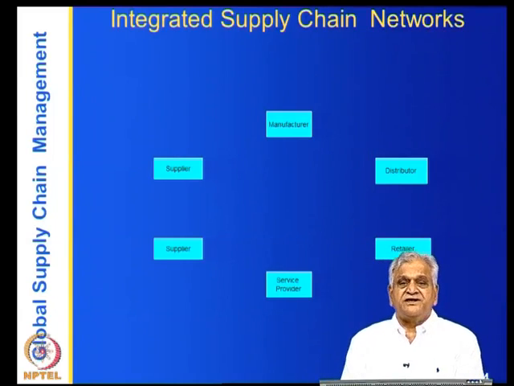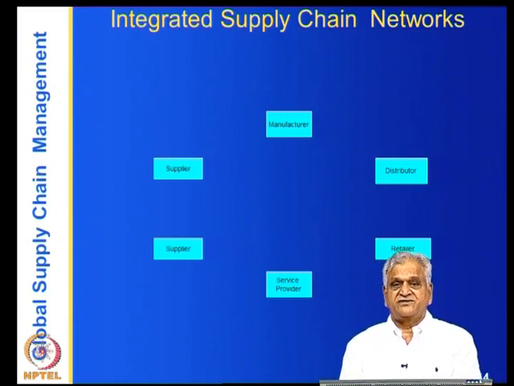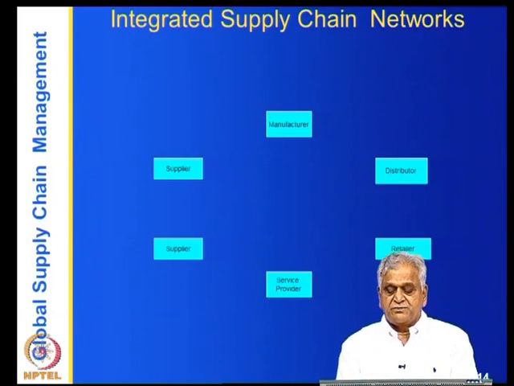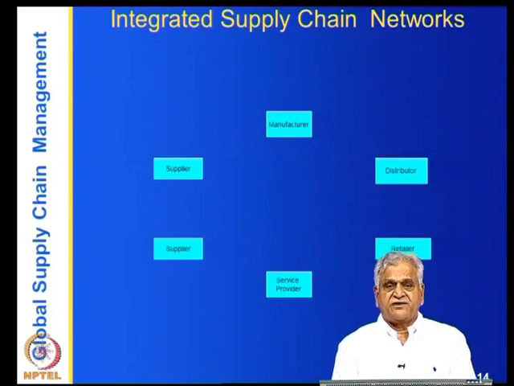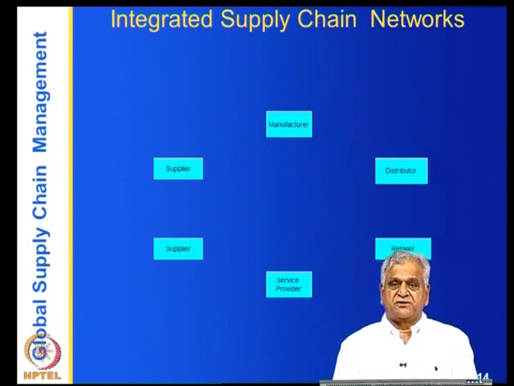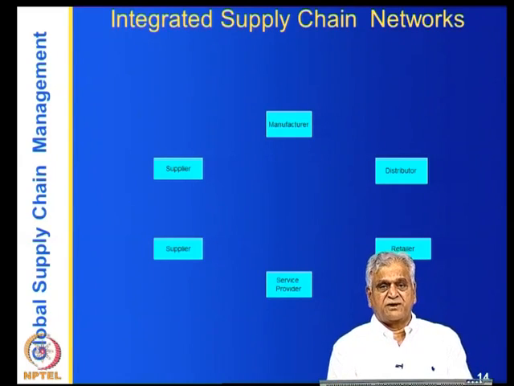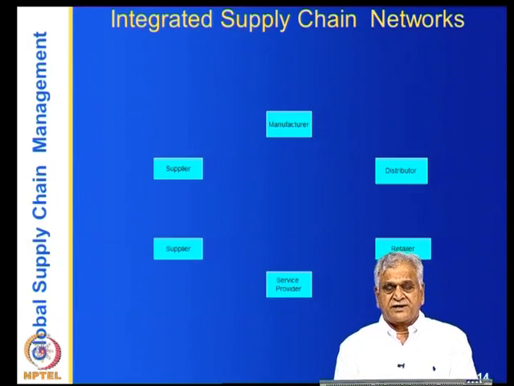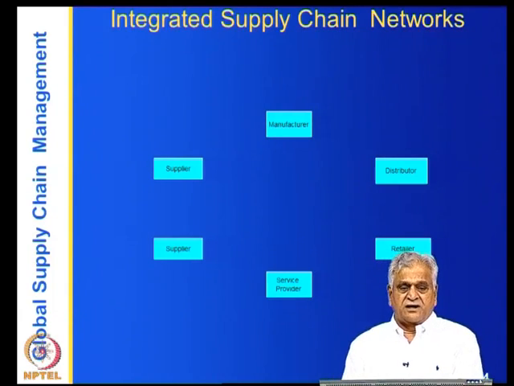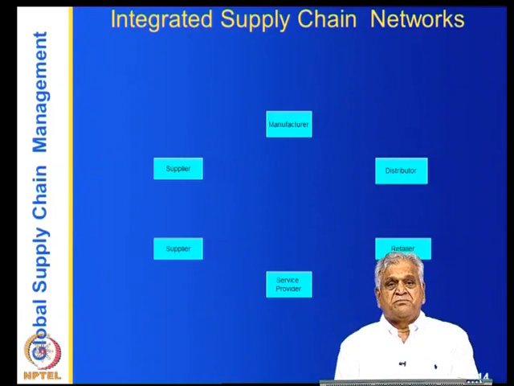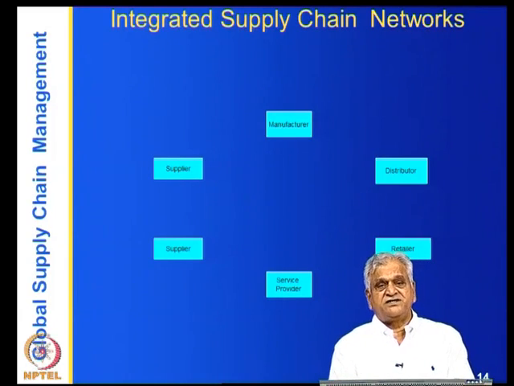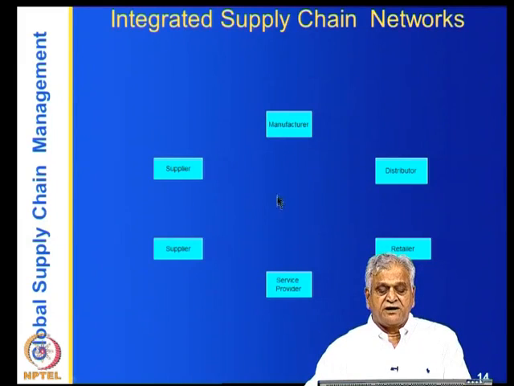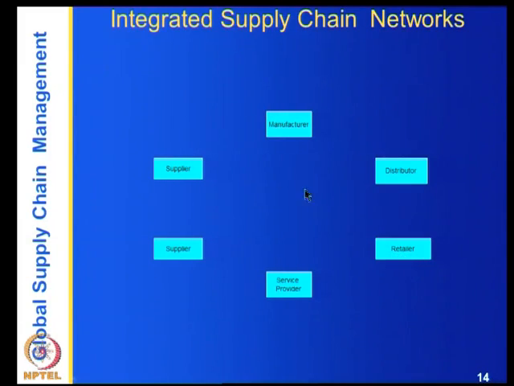So you have these players in the supply chain network, that is the suppliers, you have manufacturers, and you have distributors and retailers, and you have service providers. The service providers could be basically logistics providers who provide for the transport, like truck owners, or it could be train, or it could be ships, whatever. So you have all these players, and all these players are globally distributed. They are not spatially co-located. They are all at various places over the globe.